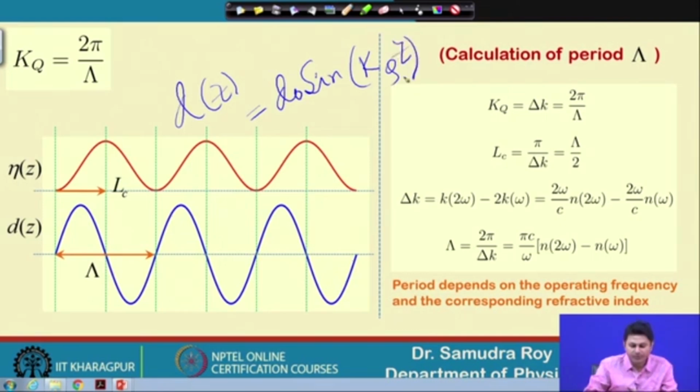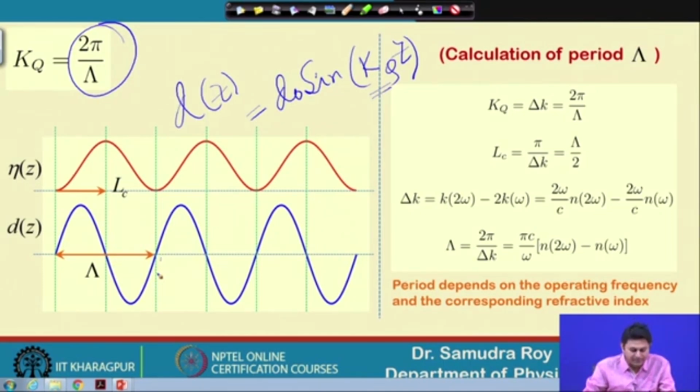This was the form of d. This kq basically corresponds to the phase, and this kq corresponds to the period, and this kq is equal to 2 pi by lambda. This lambda is basically the periodicity of the system. So, here we can see that in one period the d value will go maxima and then go minima and then again go to 0, and that is the standard sine curve.